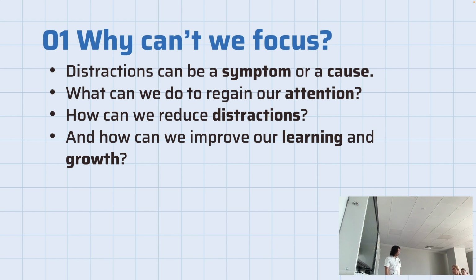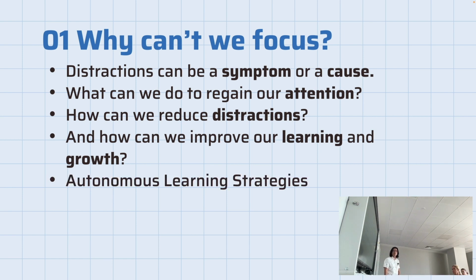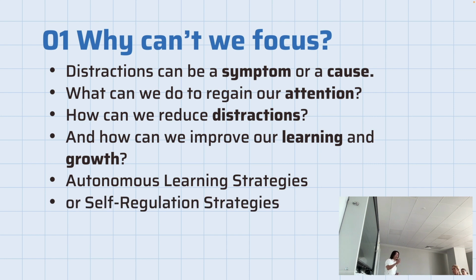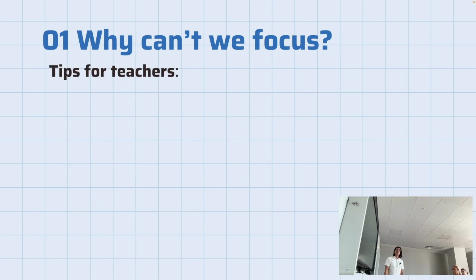grounds to roam, right? So we have autonomous learning strategies, or you can also look it up as self-regulating strategies. I like the first one just because it focuses more on learning. But if you look on Google, you can look up either of those terms. They'll be the same. Tips for teachers.